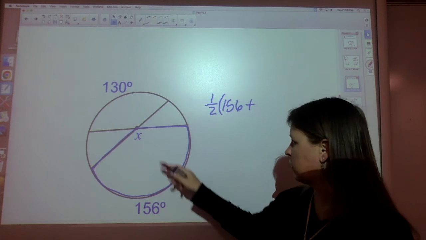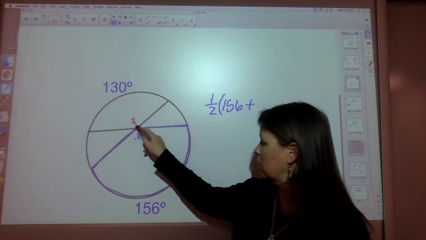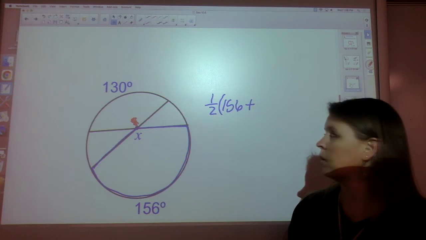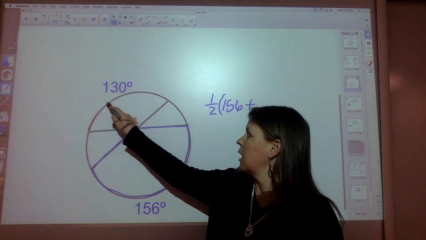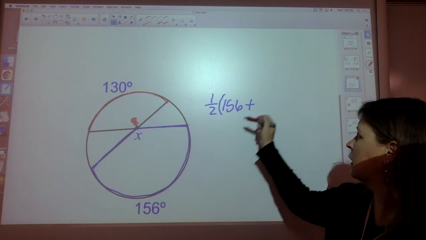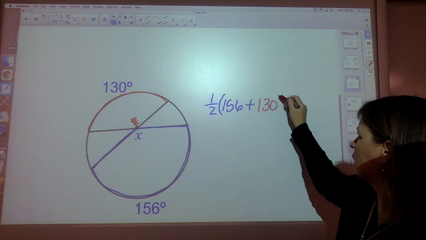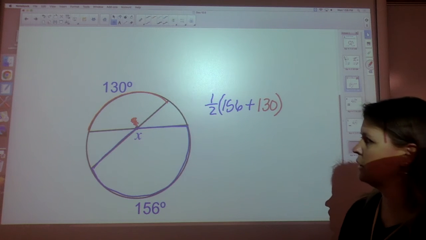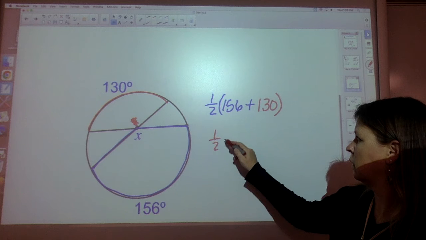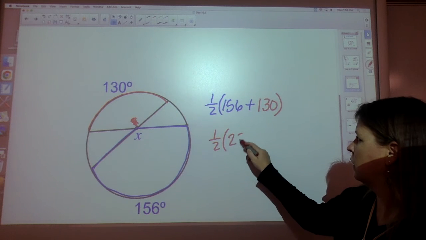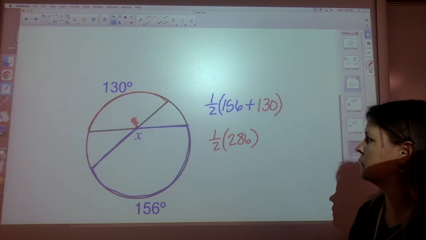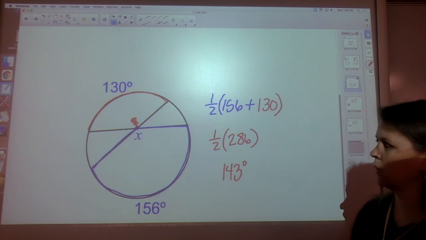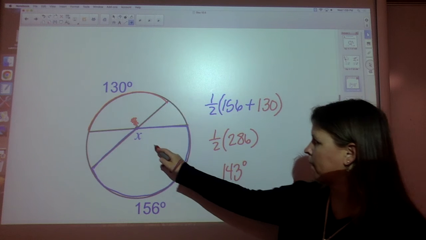Well, where is x's vertical angle? It's right here. Probably should have called that another x. There's the vertical angle. The sum of its arc and its vertical angle's arc. So you're basically going to add 130 plus 156 and cut it in half. Half of 286. Cut that in half. You find out that x is 143 degrees.